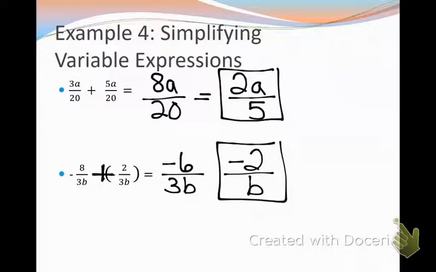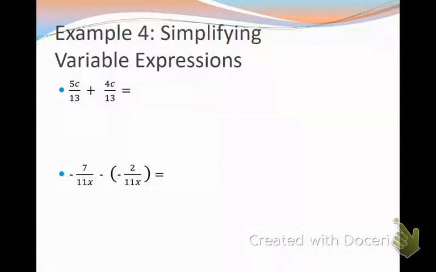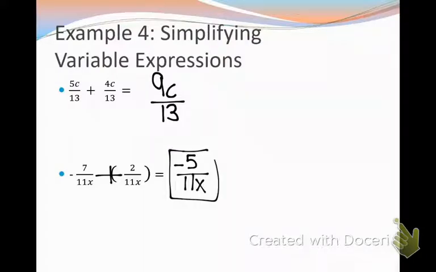Think you can do a couple? All right, so let's try. I'm going to have you do these 2 on your own, and then we are going to go over it. 5c plus 4c is what? 9c. Remember, like terms, so I'm just going to add and then keep my common variable. 9c over 13, nothing to reduce. On the second one, I have a double negative. So what's negative 7 plus 2? Negative 5. Negative 5 over 11x. These I don't even reduce, okay? They're already in simplest form.